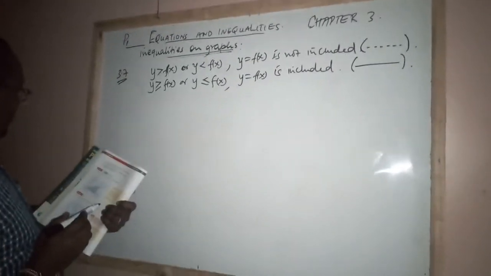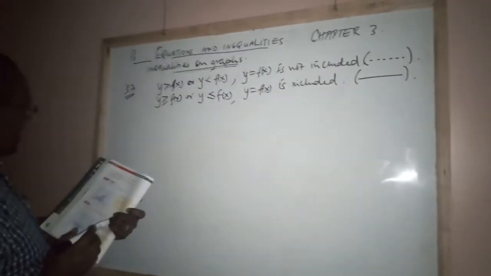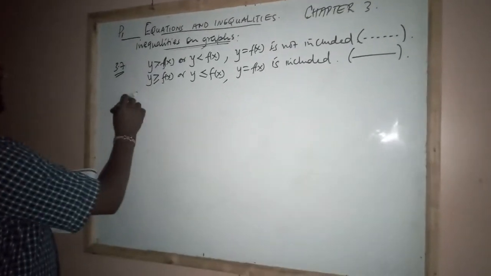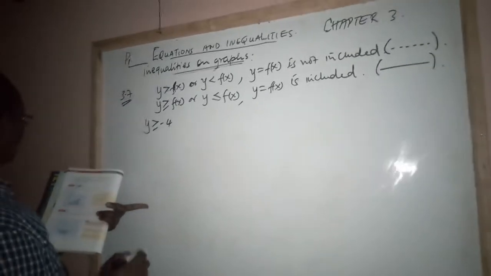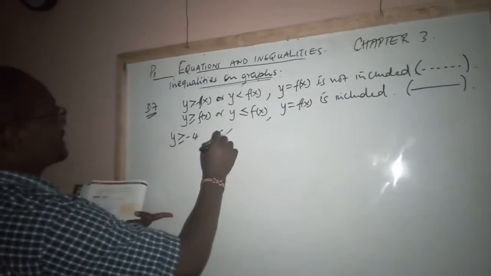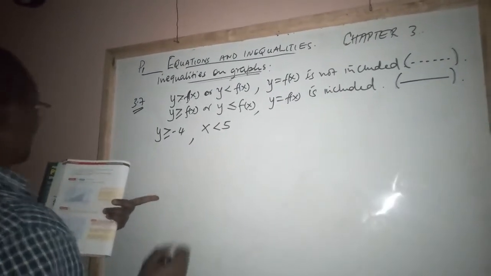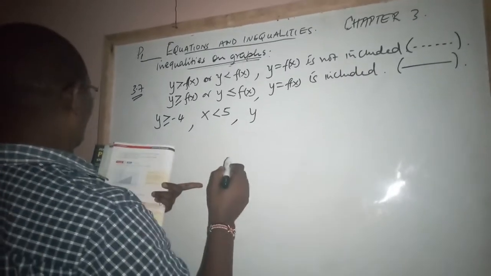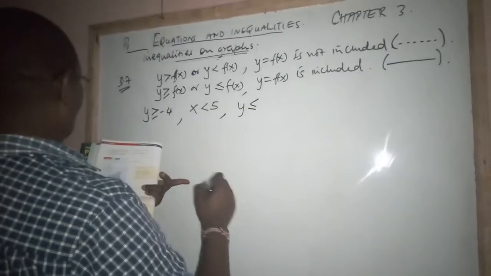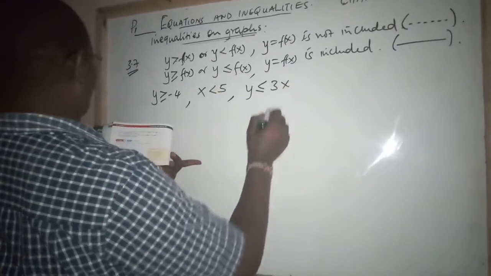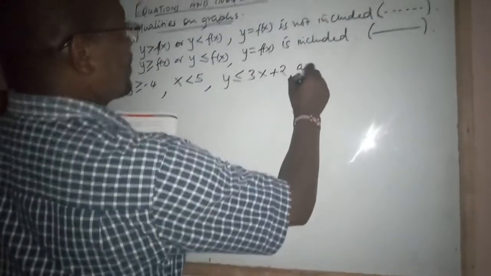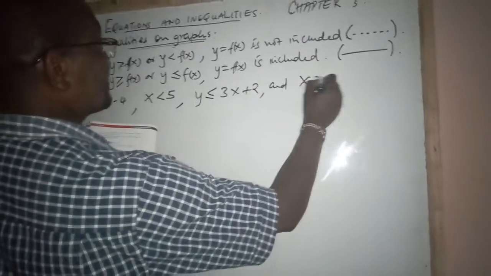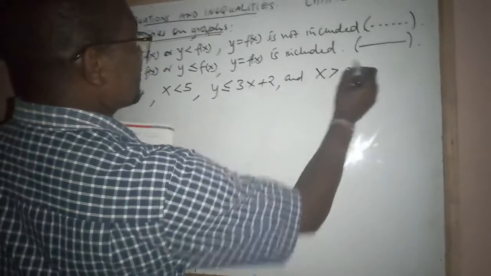Example 13 says, on graph paper, shade the region that satisfies the inequalities. One inequality is y is greater than or equal to -4. Another inequality is x is less than 5. Another inequality is y is less than or equal to 3x plus 2. And the last inequality is x is greater than 0.